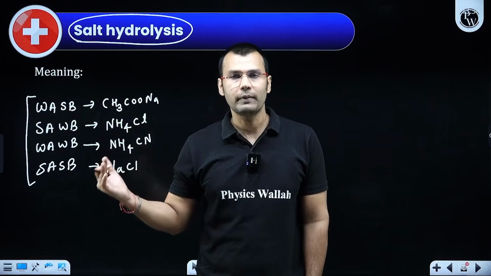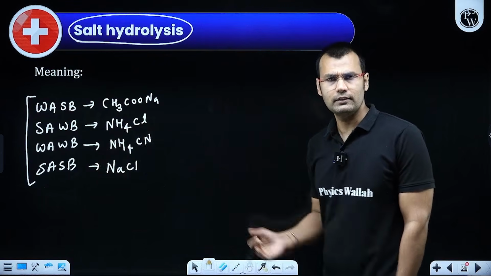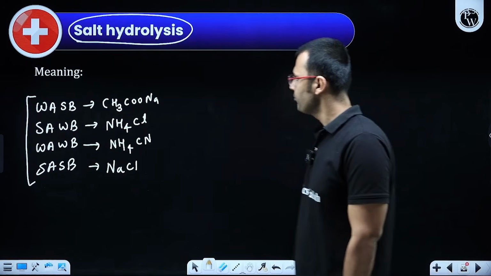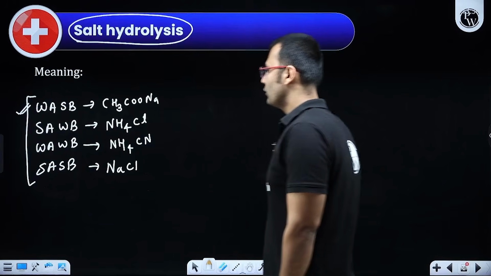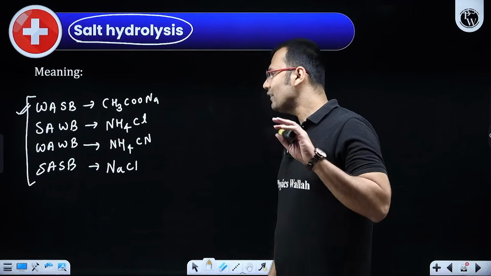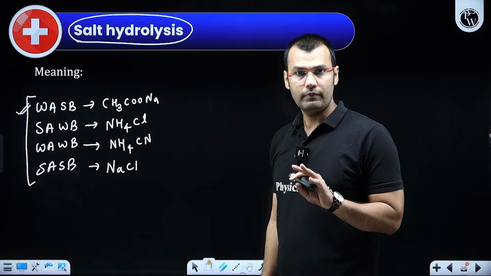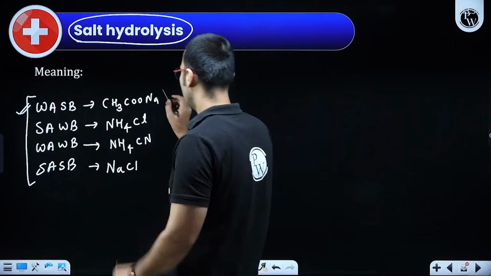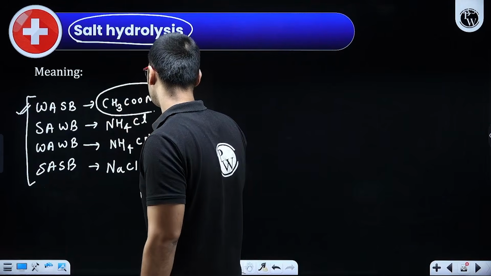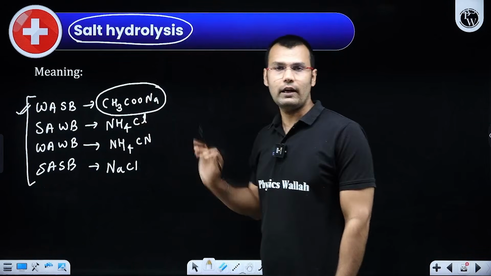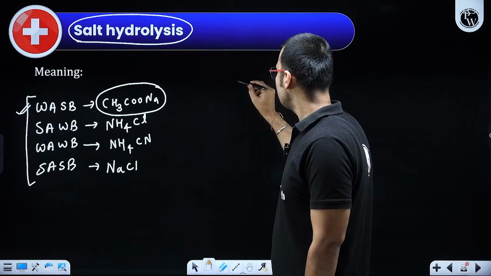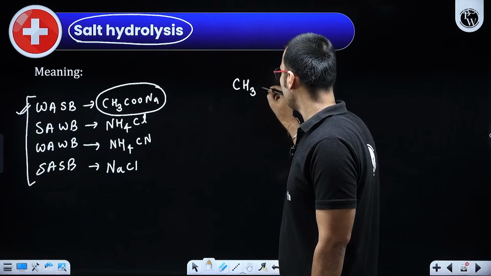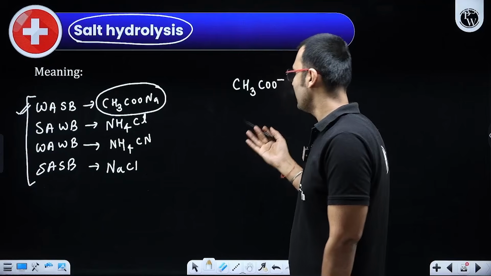And that phenomenon is called salt hydrolysis. For example, if you talk about a salt of a weak acid and strong base, by default all these salts are strong electrolytes, like CH3COONa. So CH3COONa is a salt, and this salt is a strong electrolyte. When you dissolve it in water, it will completely ionize into CH3COO minus and Na plus.